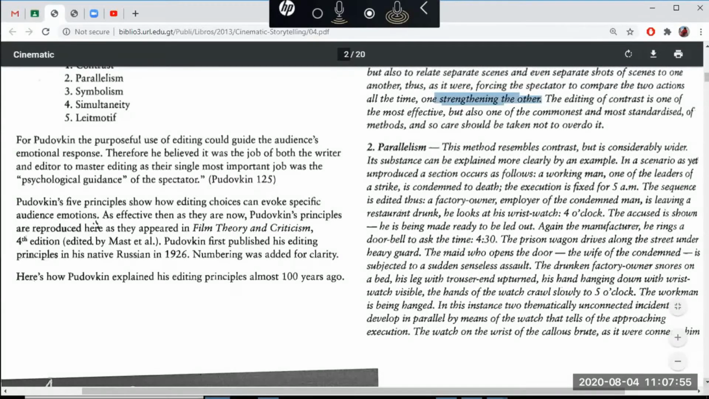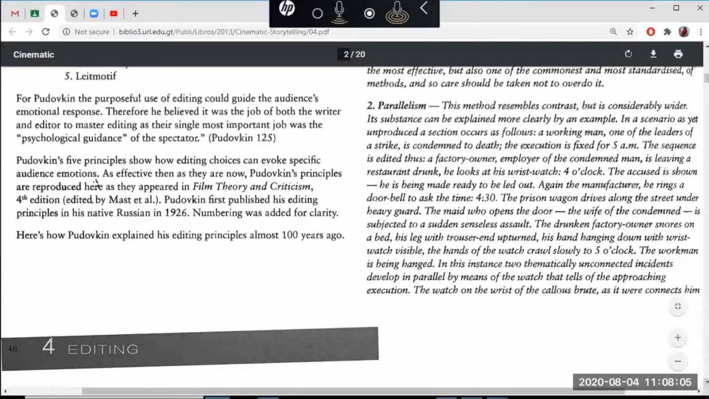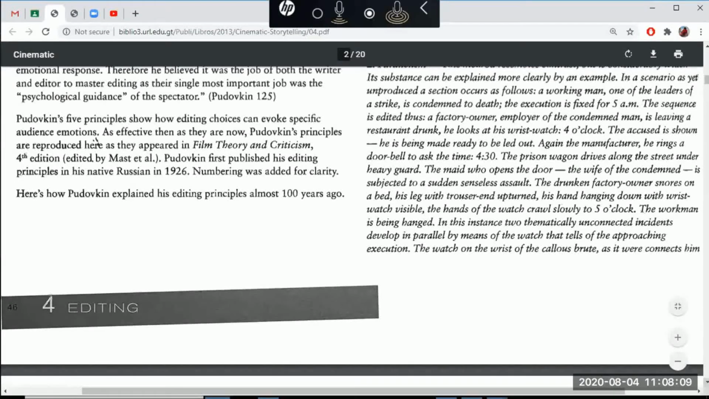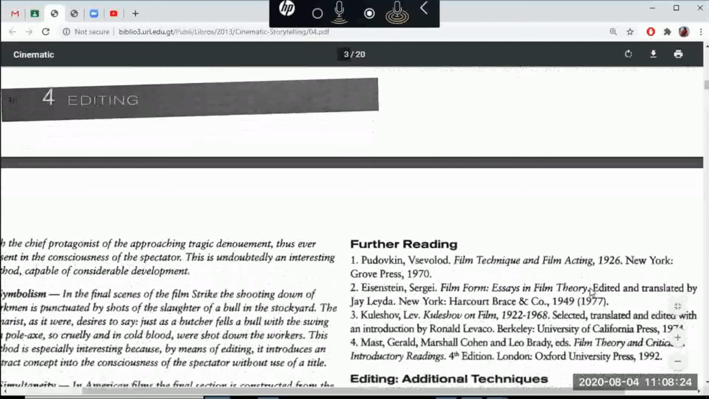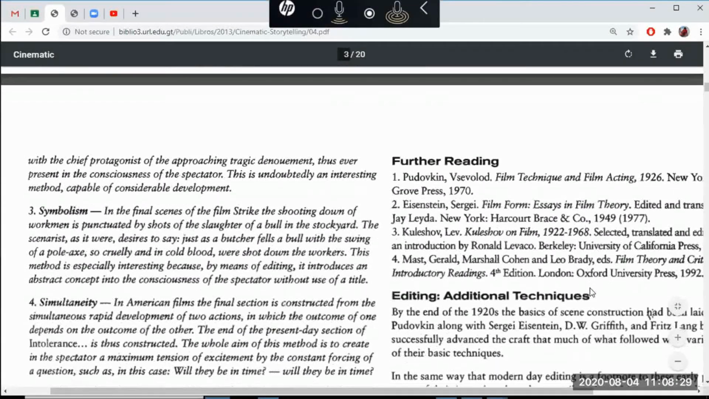So these are two parallel actions, and you can see that in this parallel action there is a lot of simultaneity as well, because it is showing simultaneous impact. The workman is hanged, and the factory owner is lying on the bed. So his relationship with the two scenes actually establishes him as a callous brute, right? And the other guy is hanged.